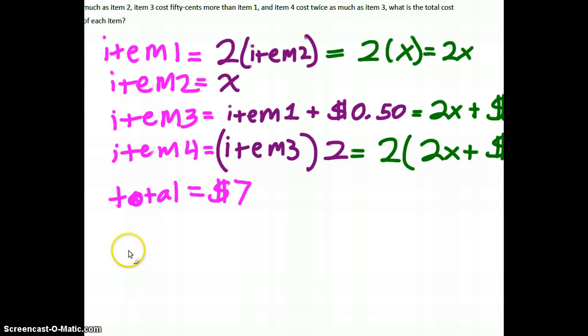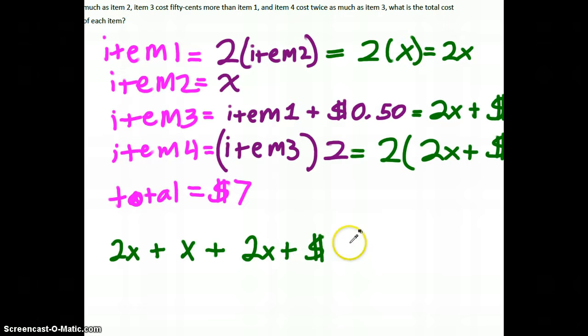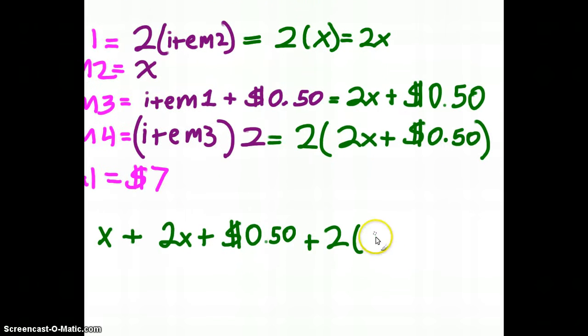We know that the cost of item 1 is 2x. I'm actually going to rewrite all this so that it's a little bit clearer. So the cost of item 1 is 2x, plus the cost of item 2, which is just x, plus the cost of item 3, which is 2x plus 50 cents, plus the cost of item 4. Now item 4 was 2 times 2x plus 50 cents.